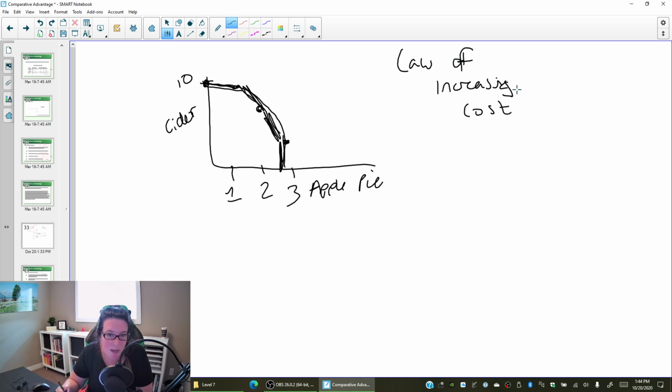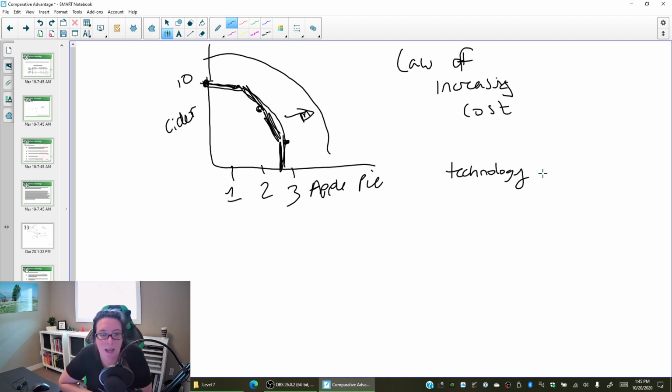The cost to make the apple pies is increasing because we're going to have to sacrifice more and more of the cider. Well, how could you go about getting more cider and more apple pie? How do you shift that entire production possibility frontier outward? Well, how do you get more of all goods? You need new technology. Maybe we get an apple corer that allows us to keep more of the apple and use it for either cider or apple pie.